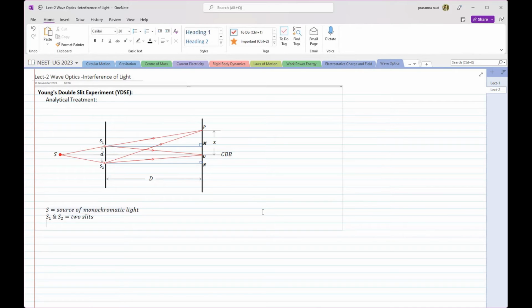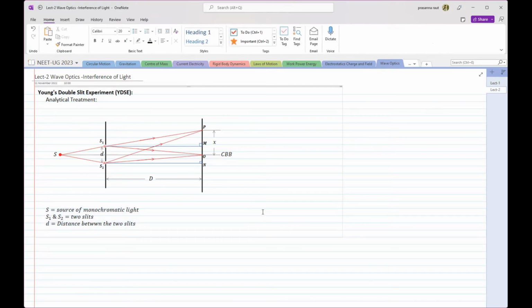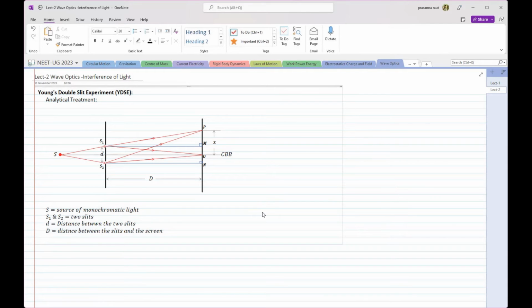Okay. Then d is the separation, d is the distance between the two slits, right? Then capital D is the distance between the slits and the screen. So these are the things we have. Okay. And with this diagram, we can proceed to analyze this situation.